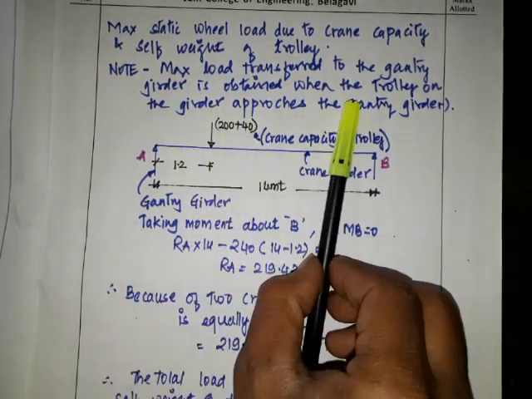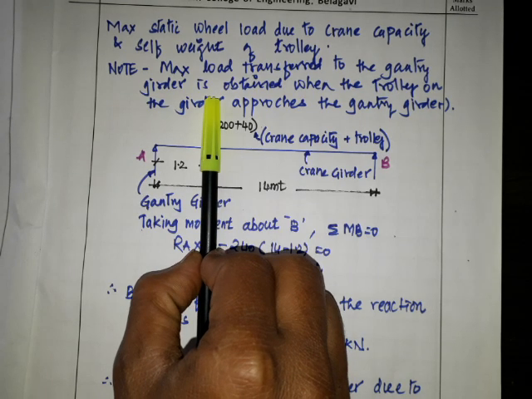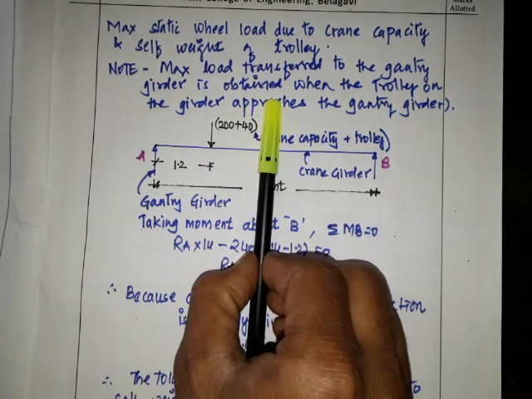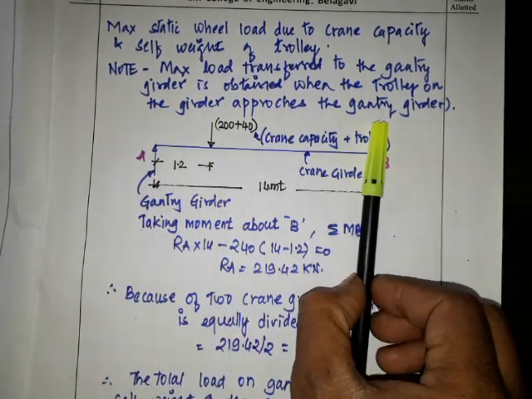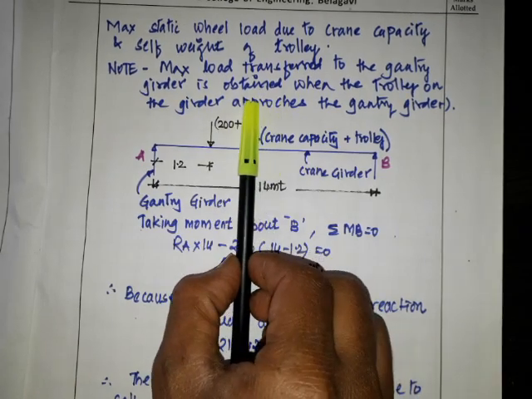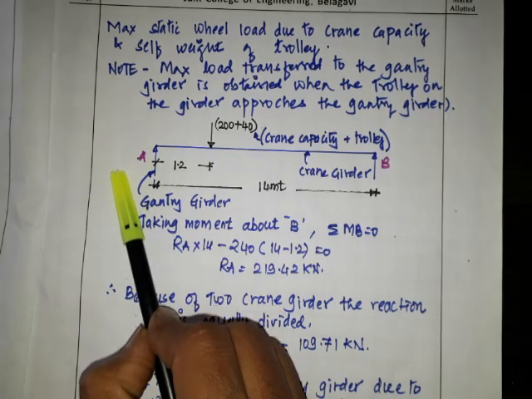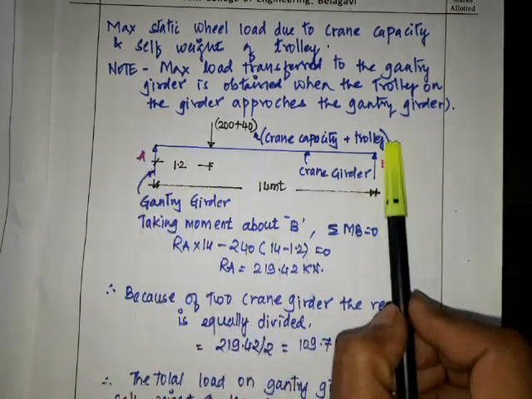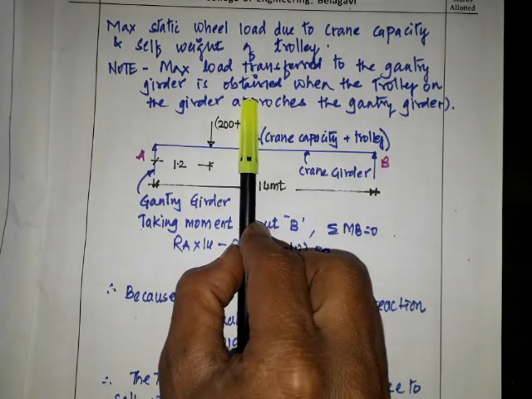Now the trolley is moving like this. Here the position of the trolley is here. Suppose the trolley is in the center, what will happen at that time? The load will be 50% on A and 50% on B. Correct? When the trolley moves towards A, what will happen? The load concentration towards A will increase and towards B it will decrease, because the trolley is moving towards A.